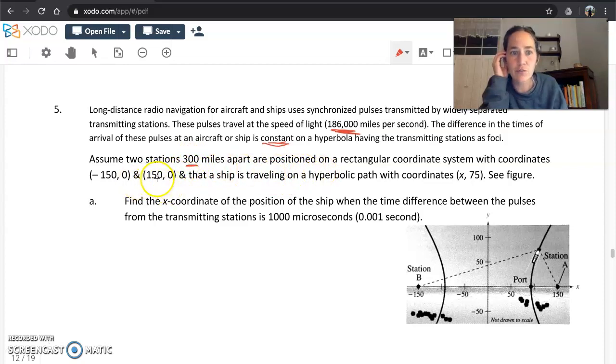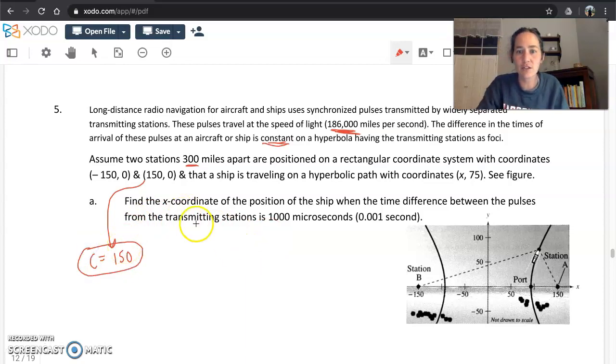We'll use that, and have the coordinates. Okay, that's perfect. C is going to be 150, right? If A is where the focus is, so from here to here is 150. Let's write down that center to focus is 150, in hopes of constructing an equation of this hyperbola as a model. Find the x-coordinate of the position of the ship when the time difference between the pulses is 1,000 microseconds. So that should mean 0.001 of a second. We're going to use that too.